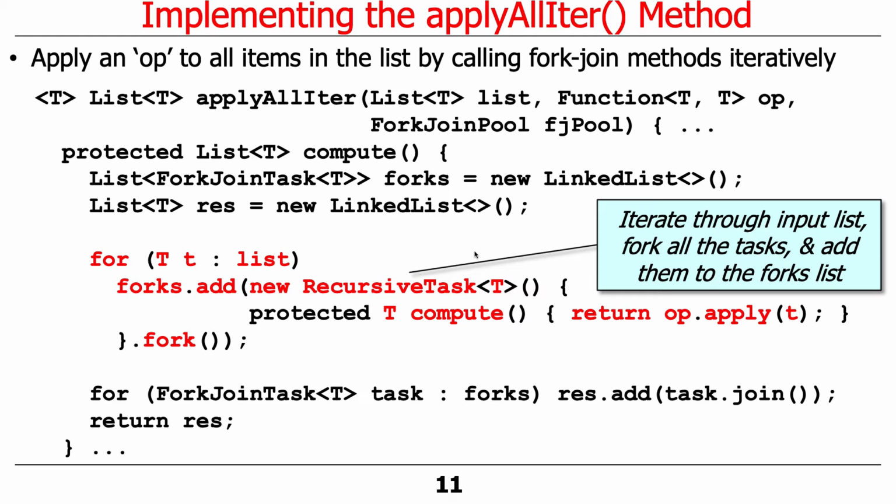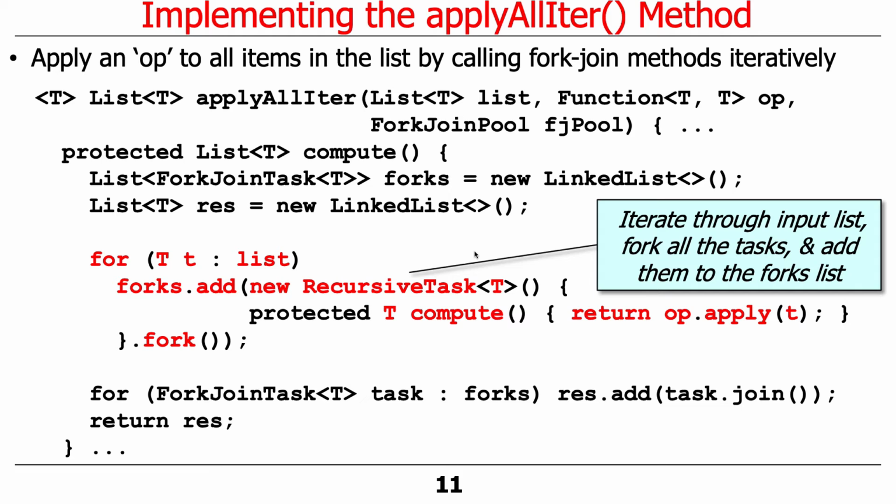And the compute method in this anonymous inner class is going to take the op parameter, and it's going to apply the function on the element in the list. So for each element in the list, we're going to make a new recursive task whose compute method will apply the operation on that element and then return the result. So that's what's happening there. We're making a new recursive task.